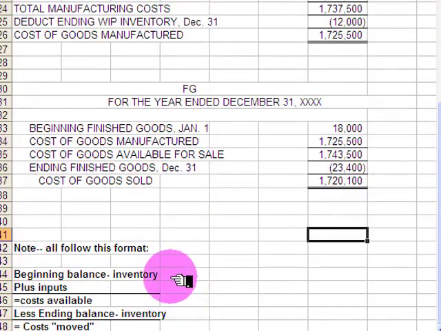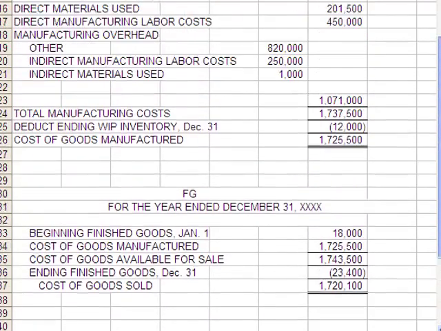There's some beginning balance in inventory, there's some inputs during the accounting period. If you subtract the ending balance in inventory, that gives you the dollar amount cost of what got moved from one inventory account to another, or what got moved from finished goods inventory into cost of goods sold. But they all follow this generic format.